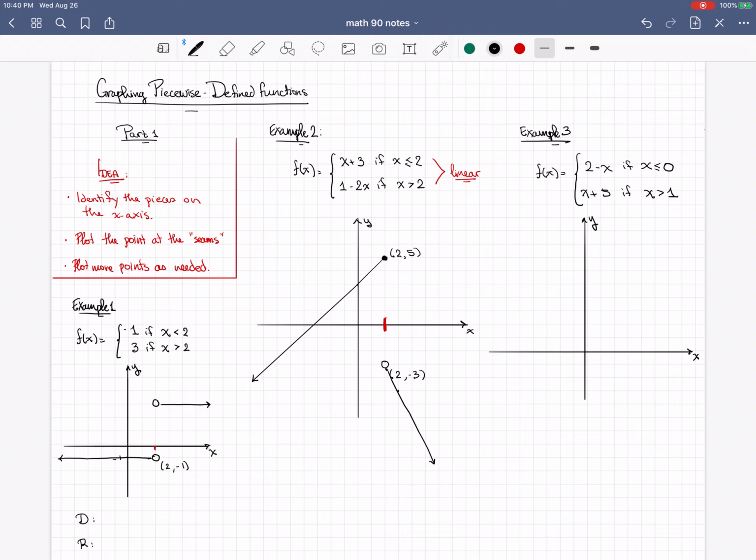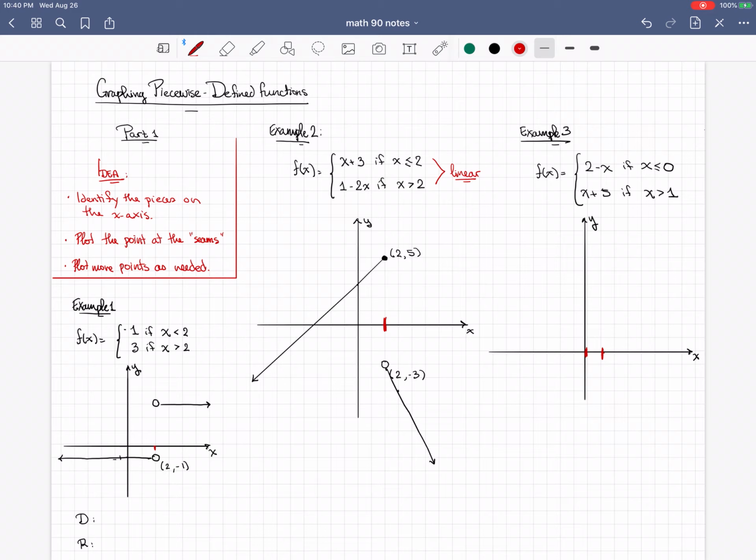All right, for example 3. So example 3 is a little bit interesting because it says here that this function does one thing if x is less than or equal to 0, and another thing if x is strictly greater than 1. So the pieces don't butt up to each other. One of them ends at 0 and the other one starts at 1. So there's a gap between 0 and 1. So when I go to delineate my pieces, here is one of them and here is the other. So like I just said, there's going to be an empty space between 0 and 1.